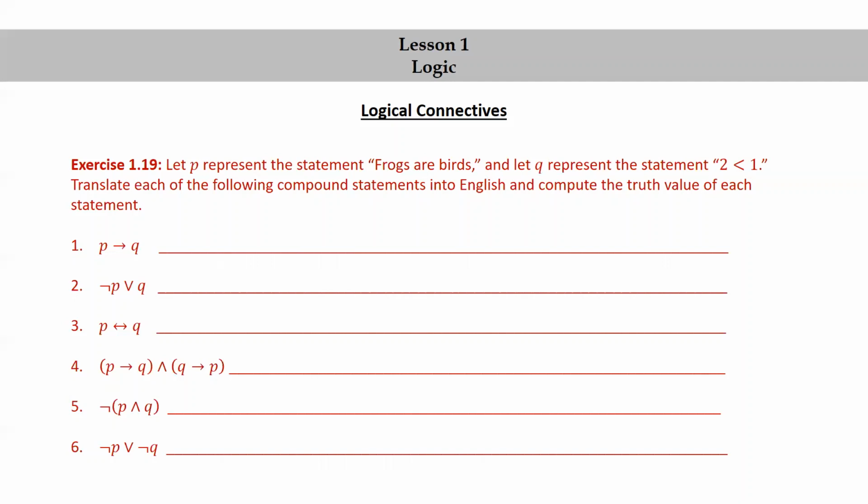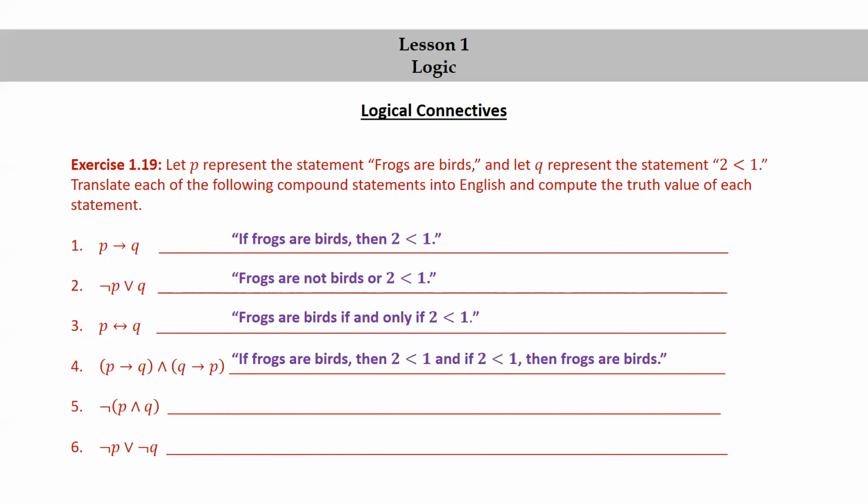Let's first translate the compound statements into English. So P implies Q can be written if frogs are birds, then 2 is less than 1. Not P or Q could be written frogs are not birds, or 2 is less than 1. P if and only if Q can be written frogs are birds if and only if 2 is less than 1. P implies Q and Q implies P can be written if frogs are birds, then 2 is less than 1, and if 2 is less than 1, then frogs are birds.